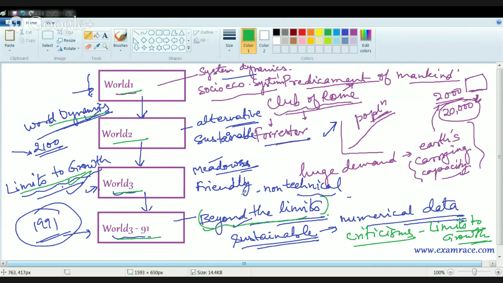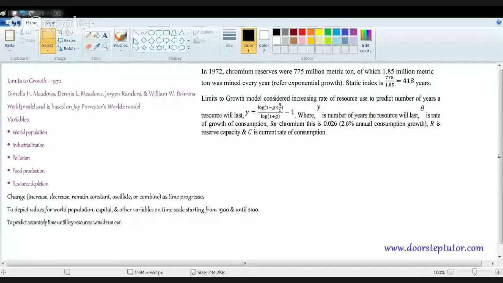Now we'll be understanding a few of the major models here. That's the World 2 model, the World 3 model, and the World Integrated model. That's kind of a separate model from this one. So let's start first with the World 2 model. As we can see, the World 2 model was given by Forrester. So this is the next model we will be discussing.